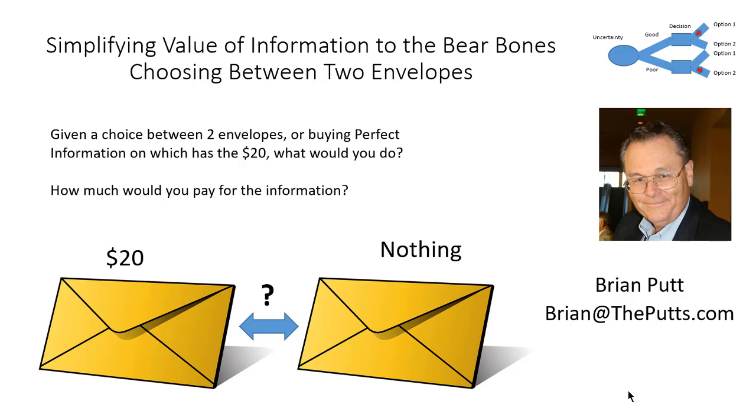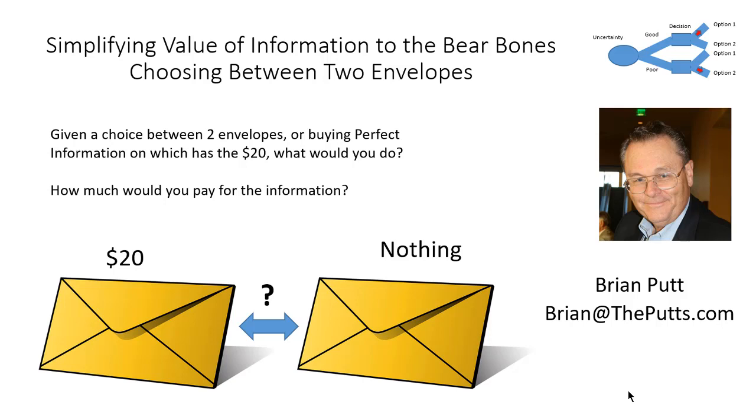This is Brian Putt. Today I'd like to talk to you about simplifying value of information to the bare bones. Oftentimes, value of information is not well understood, and I want to bring it down to as simple as possible. We're going to do that by looking at choosing between two envelopes.